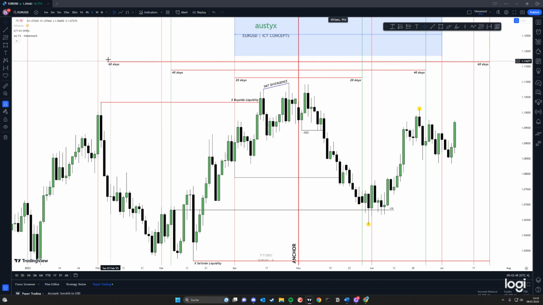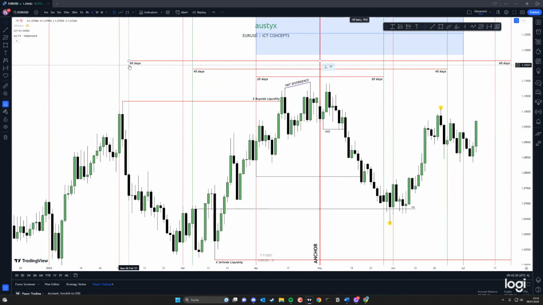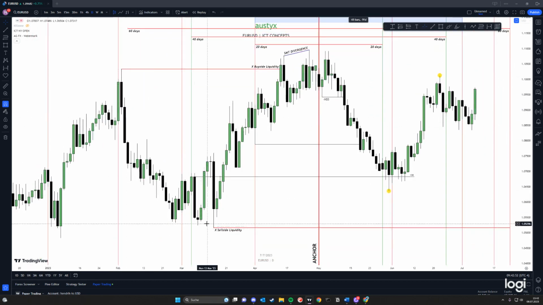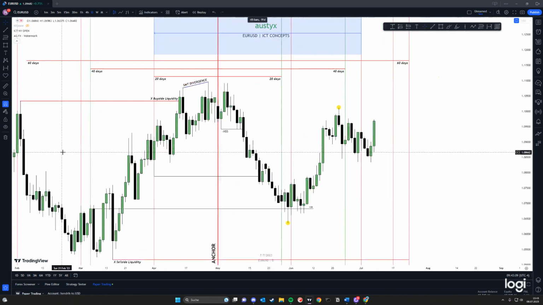We have the 60-day look back. The only thing I really saw on the 60-day look back was this side liquidity down here, which is the most significant one in the last 60 days. Why not the high? Obviously, this got taken out before our anchor, so this isn't relevant anymore, and also it's outside the 60-day look back.